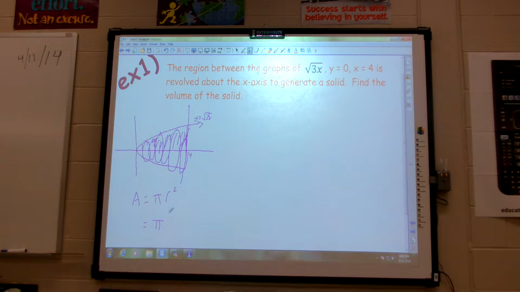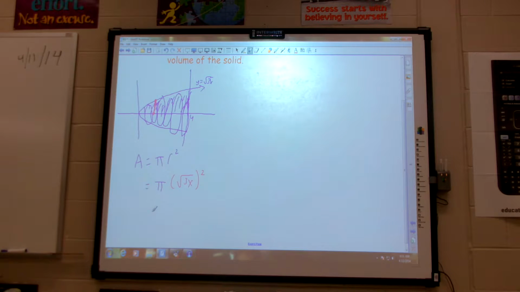But, okay, so my radius here. If I draw a radius, that radius of the circle is going to go from the axis to the curve. And we know from the axis to the curve is just the function, correct? Right. So in our case, that's square root of 3x squared, which is actually pi times 3x. You with me there? So now I'm going to integrate that. Now what I would always do, if it's always going to be a circle, I'm always going to have a pi, correct? I would always take it out.